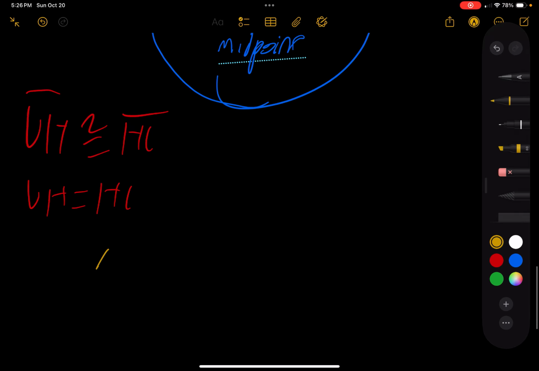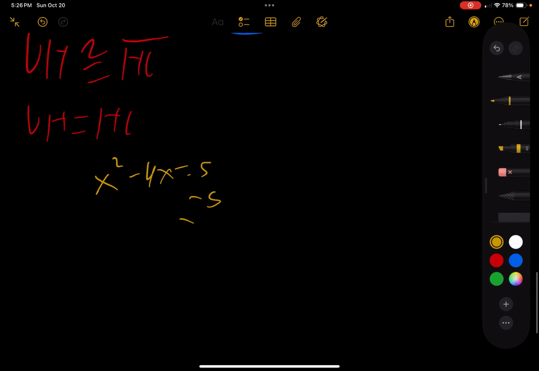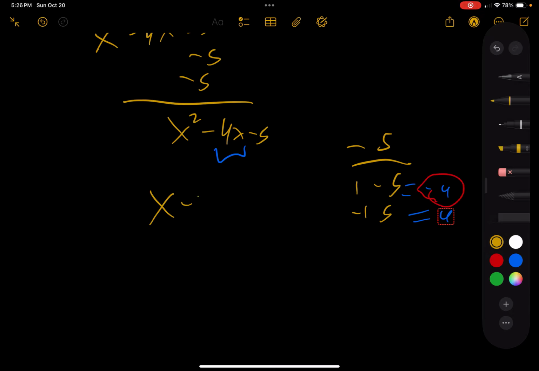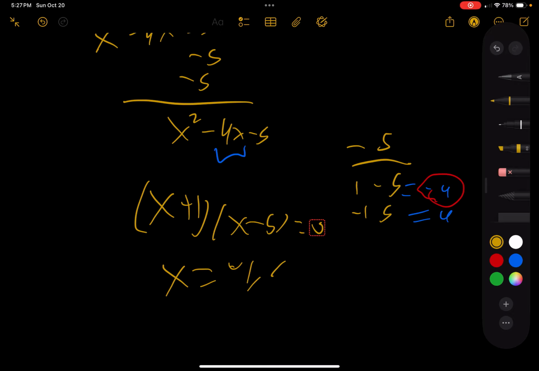And now we get x squared minus 4x equals 5. Now we're just solving for x as a normal algebraic problem. x squared minus 4x minus 5. Factoring, we find the factors of negative 5: 1, negative 5, negative 1, 5. Which of these add up to the b term, negative 4? Negative 5 plus 1 equals negative 4. So here are our 2 factors: x plus 1, x minus 5 equals 0. So x equals negative 1 and 5.